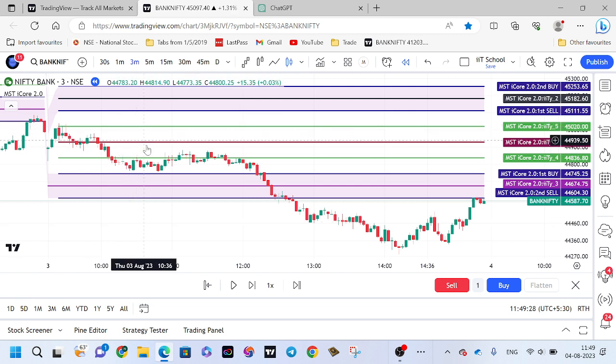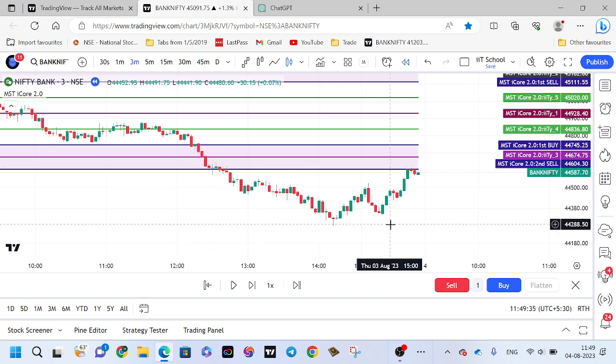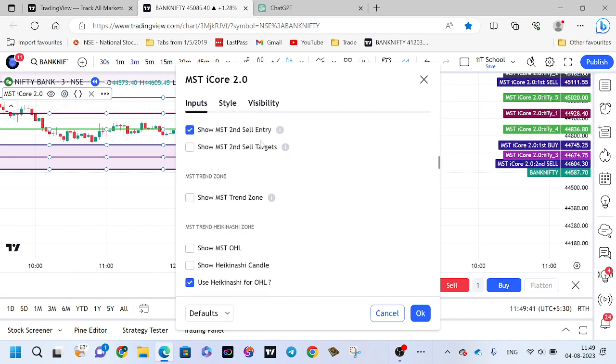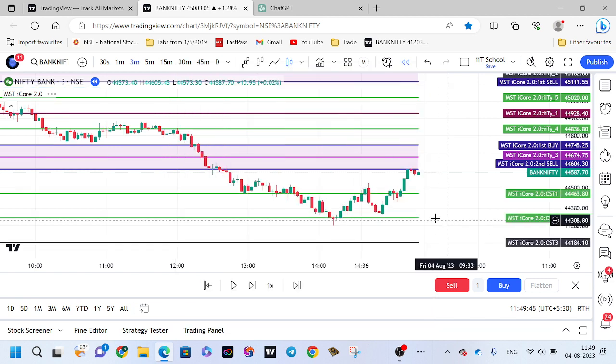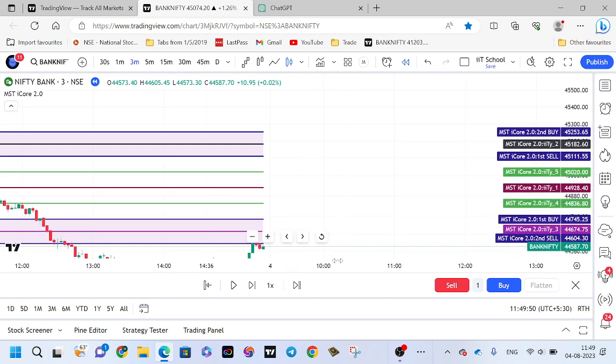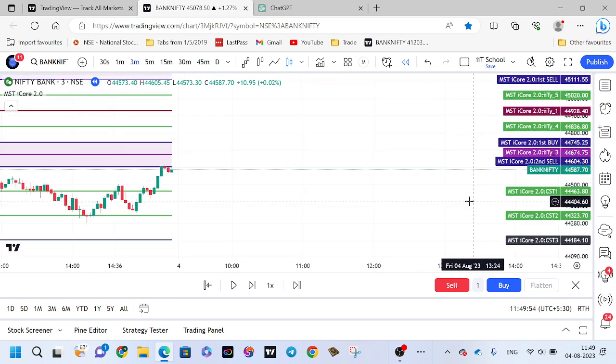Yesterday what happened? Exactly here, buy activated, first target hit, again SL hit, second sell activated, all the targets hit. So if you want me to enable the second sell targets, I will enable and show you. See yesterday how many targets hit. 2 targets perfectly hit. Okay, so now market is going to open and today's date is 4th August 2023.